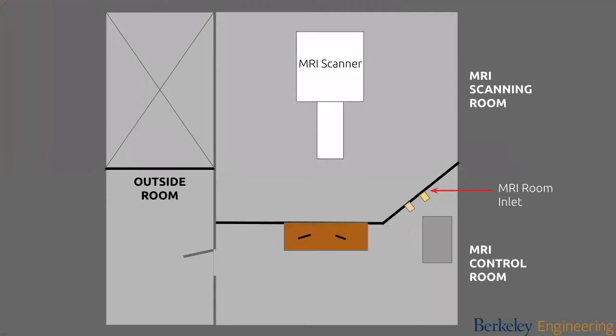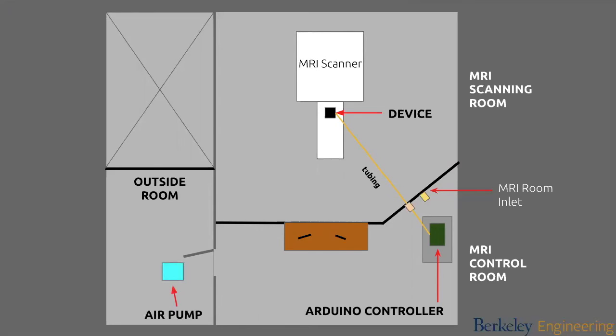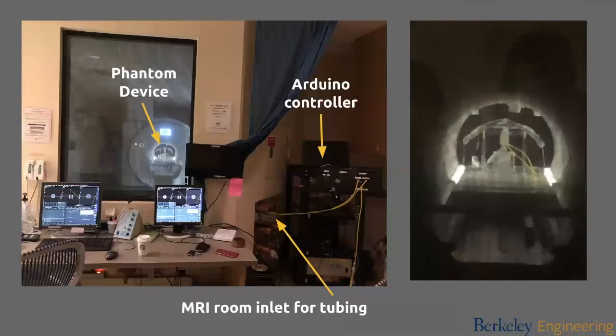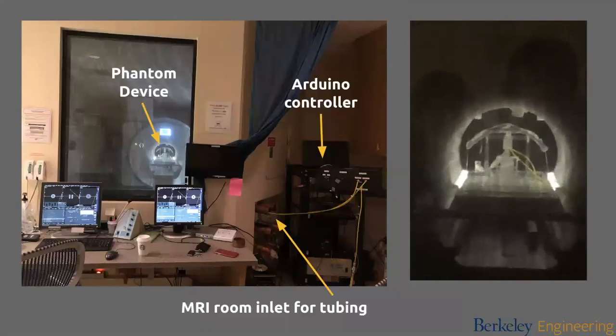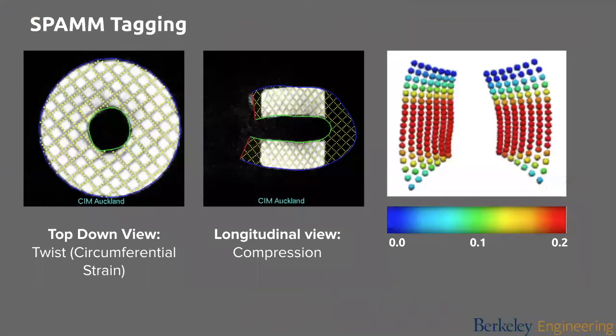During imaging, the MRI-compatible device is placed directly in the MRI scanner. The electronic Arduino controller, which drives the piston, is placed in the control room and connected to the device through an inlet in the wall. The air compressor is located in an outside room and is connected to the Arduino via rubber tubing. Here you can see our device being imaged in an MRI room at the SFVA Medical Center.